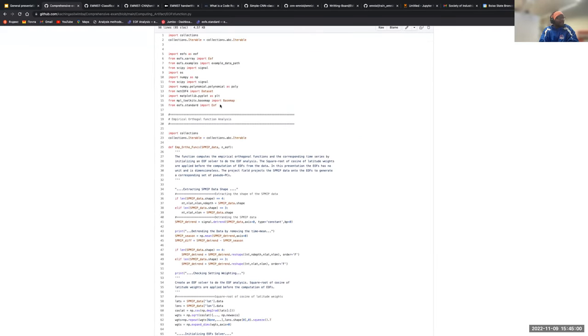So this EOF is like a standard package. Someone has already written it, it's like NumPy. You can just call it.